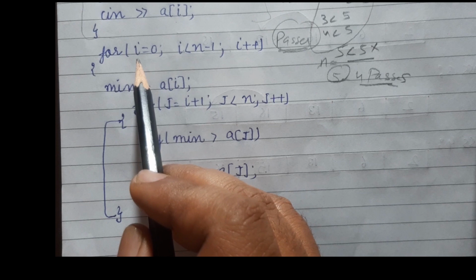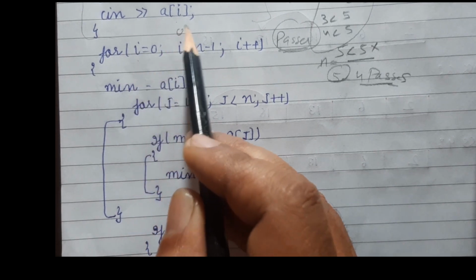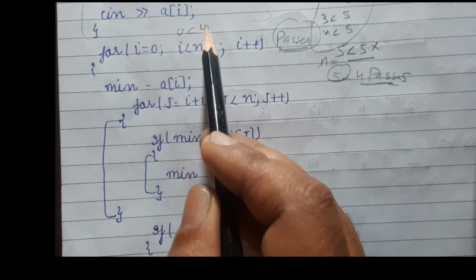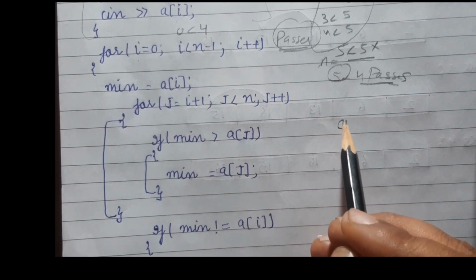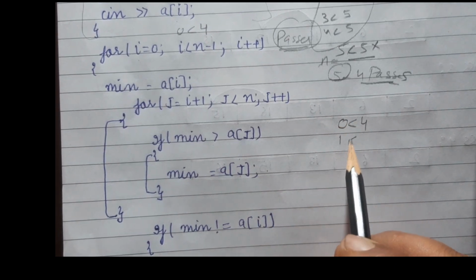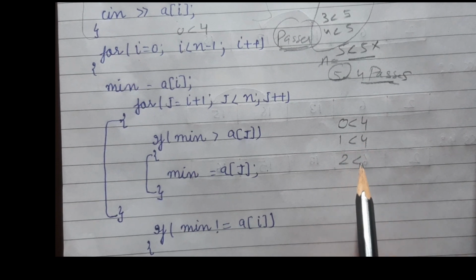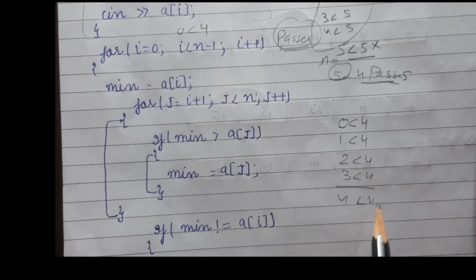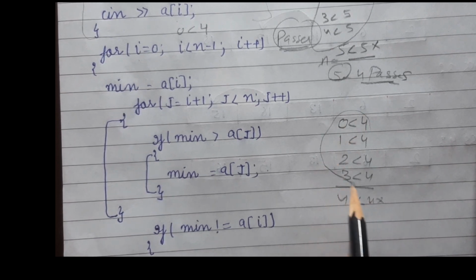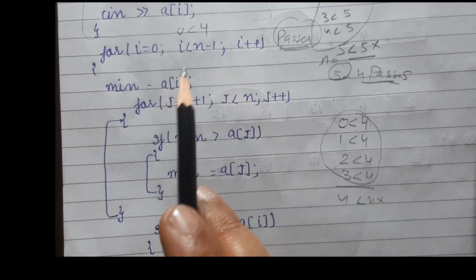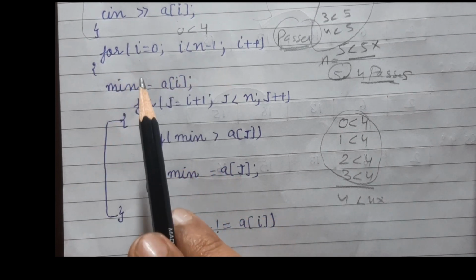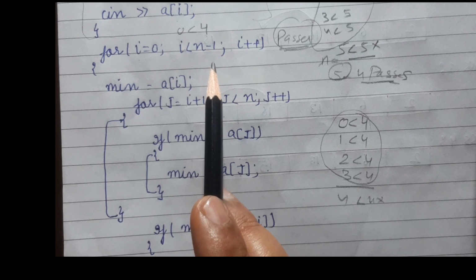So i is equal to 0. So 0 less than 5 minus 1, 4. So how many times is this loop executed? 4 times. 0 less than 4, 1 less than 4, 2 less than 4, 3 less than 4, 4 less than 4 condition false. So 4 passes are implemented using the outer for loop.